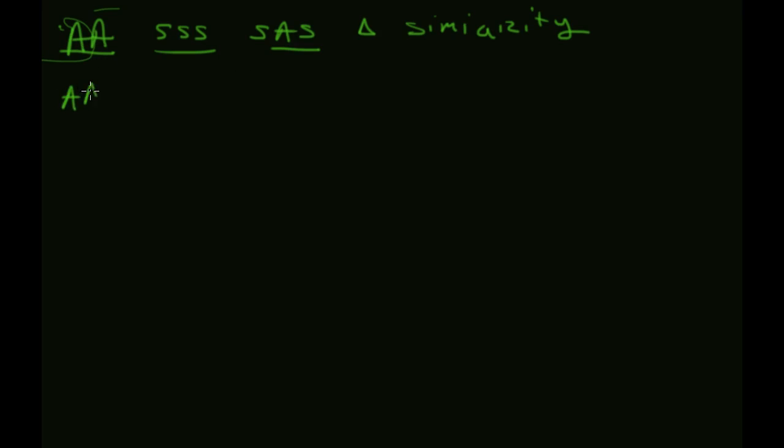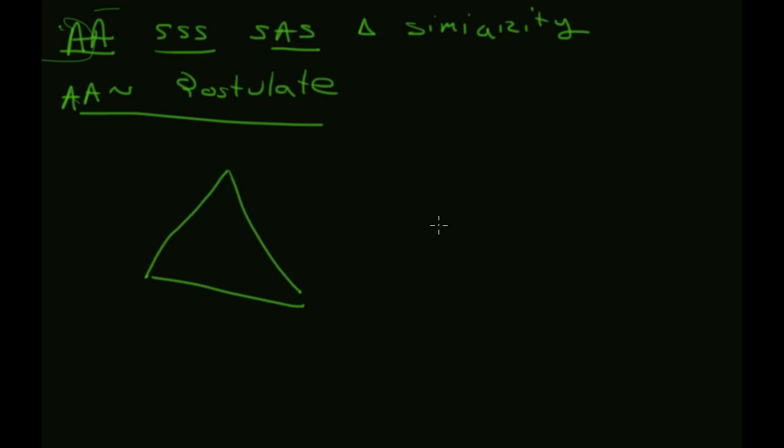The first one is a postulate. We're going to call it the AA similarity postulate. And the idea here is simply that if I have one triangle and I have another triangle, and this angle is congruent to that one, that angle is congruent to this one, then I have sufficient information to know that these two triangles are similar.